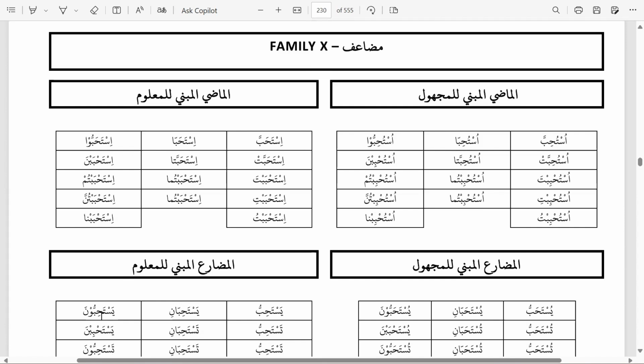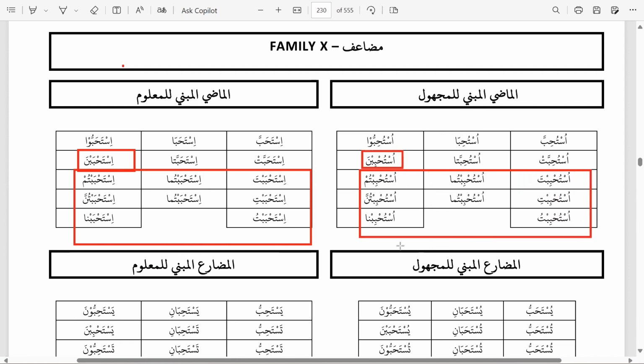Now 10th family, istahabba, istahabba, istahabba, istahabbu, istahabbat, istahabbata, and then istahbabna. So you can see and hear separation in istahbabna. Separation happens at hunna and then the rest follows the same. The same happens in past passive, ustuhbibna, and separation remains there until nahnu form.